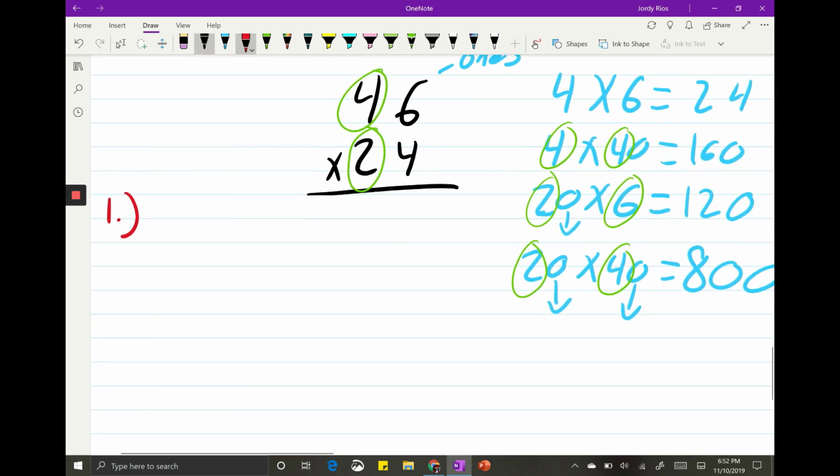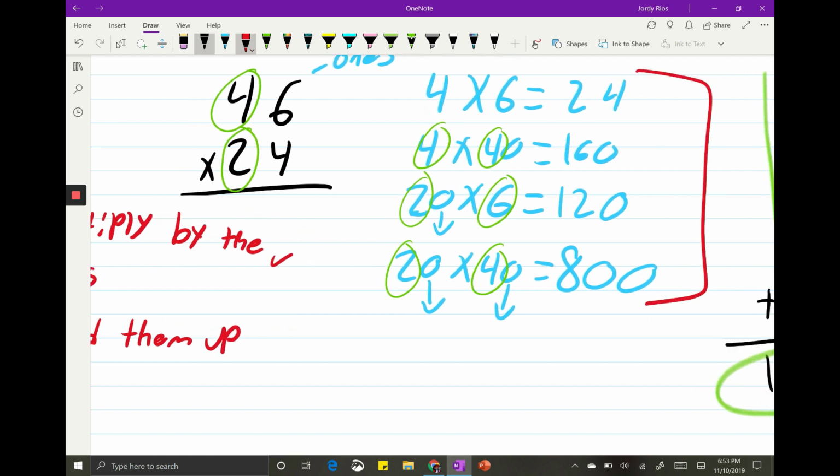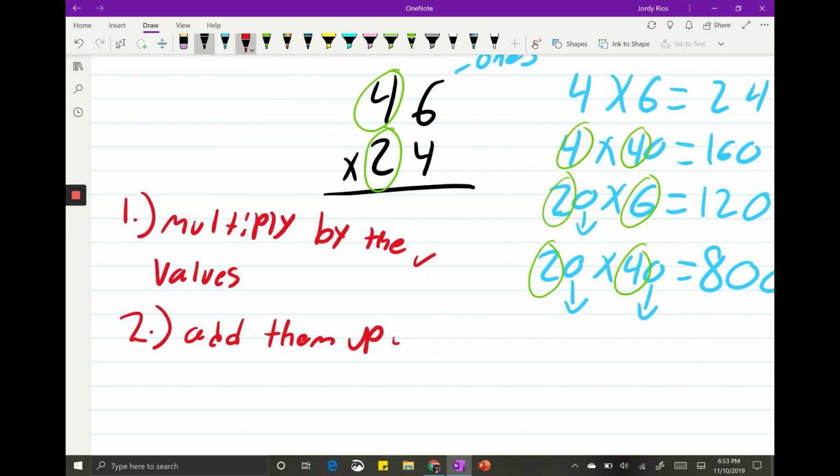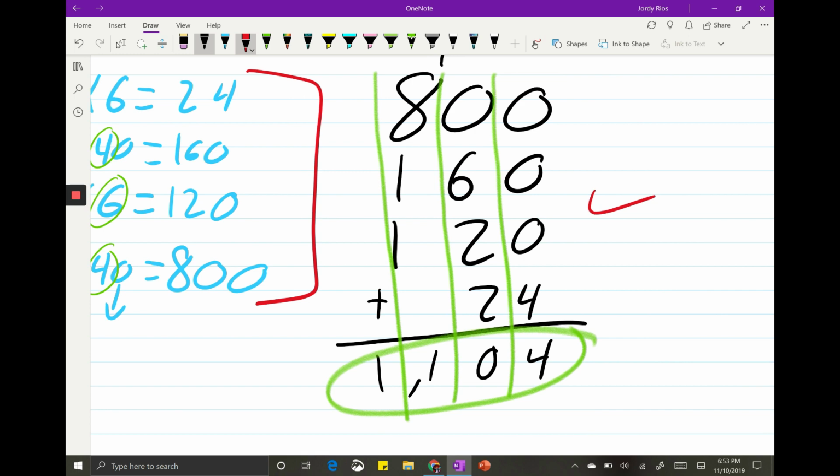So let's review the steps. The first thing I did was multiply by the values, and then lastly, all I did was add them up. I multiply the values and write them here to show my work, and then I add them up. Check. And again, when I'm adding, I'm making sure each of them is in its correct place value.